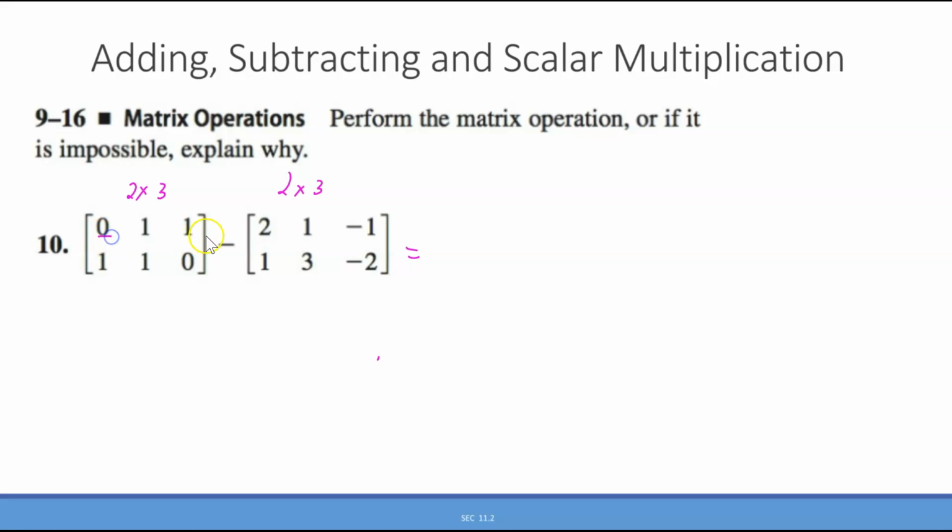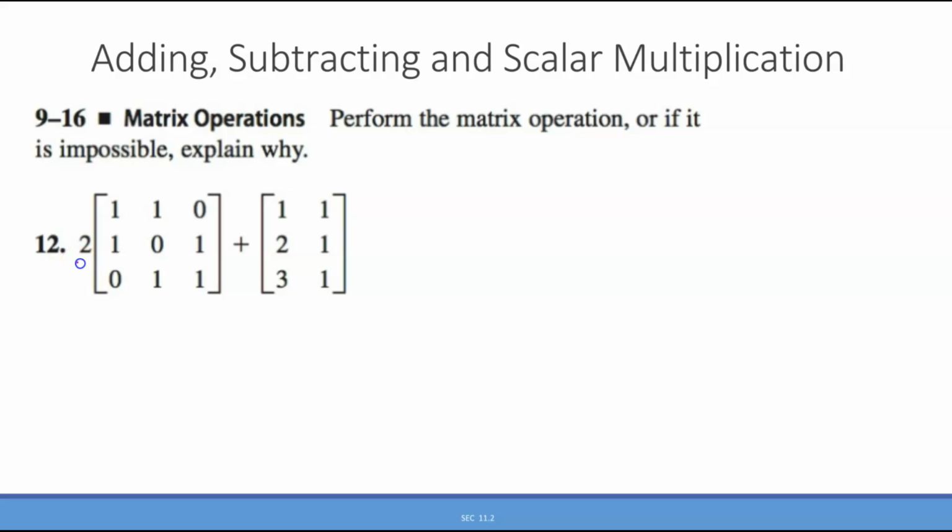They have the same dimension, they have the same size, so that means we can do the operation. All we have to do is add and subtract corresponding entries. 0 minus 2 is going to give us a -2. 1 minus 1 is going to give us a 0. 1 minus -1 is going to give us 1 plus 1, which is a 2. 1 minus 1 is going to give us a 0. 1 minus 3 is going to give us a -2, and 0 minus a -2 makes that 0 plus 2, which is 2, and there's our subtraction of A minus B. The dimensions or the sizes have to be the same.